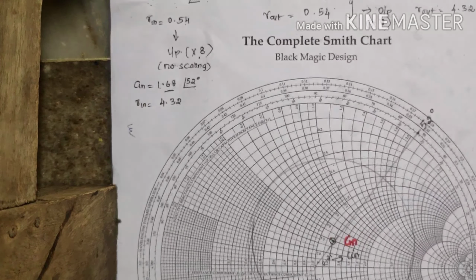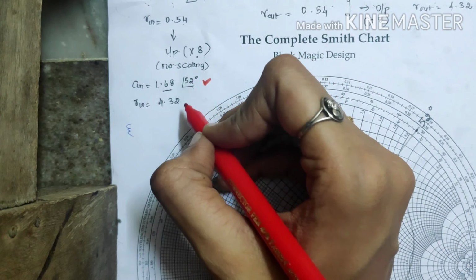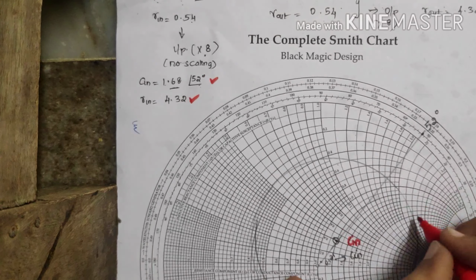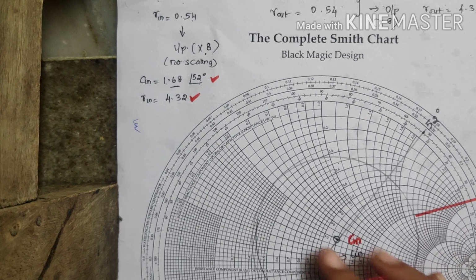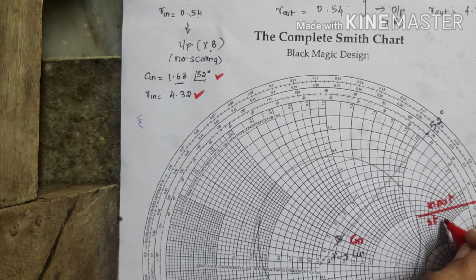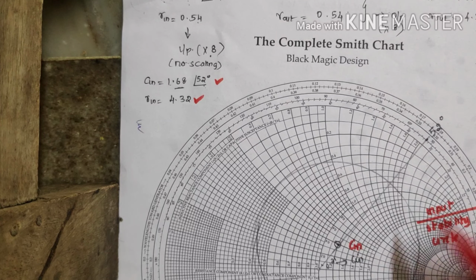So this part is over. We have marked the center point C in. Having that as a center, I have drawn the input stability circle of radius 4.32. So this represents the input stability circle, right? This one is your input stability circle.